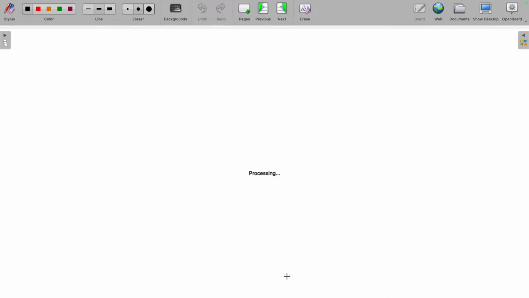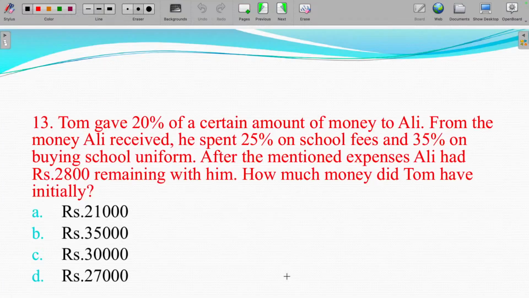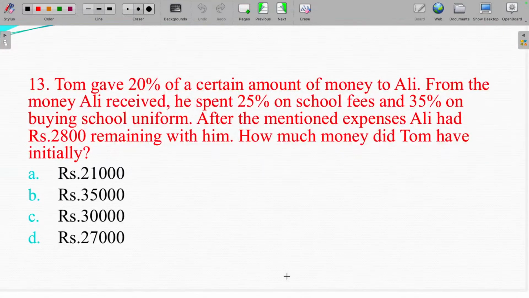Yes, sir. See, this is also an important question. A number is such that when it is multiplied by 3, I think we already solved this. Let's study the same question. It's a repeated question, no need to take it. You try this question. I will wait a minute, but you try. Try any online students.